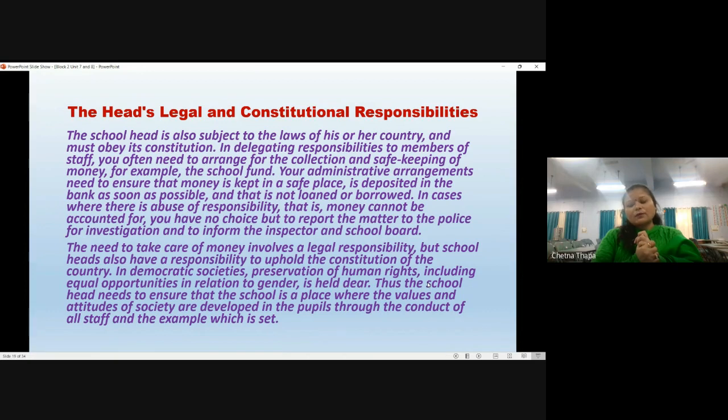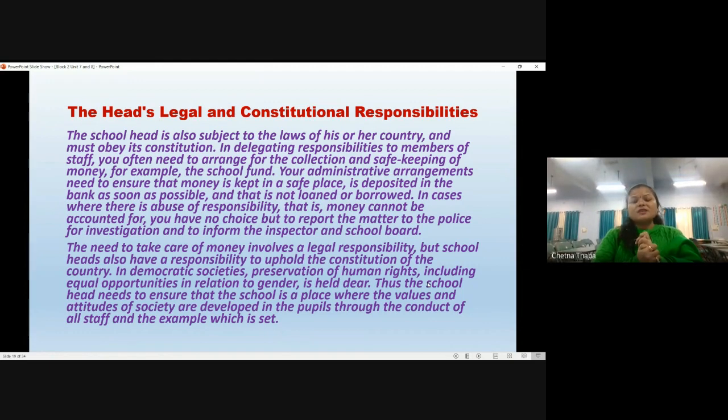You have to make sure that if you are entrusting some responsibility, there should be no discrimination on the basis of gender. There should be preservation of human rights when you are delegating roles and responsibilities among your staff members. So there should be no violation of human rights. You need to keep this in mind, because this is actually a constitutional responsibility also. It's not only legal, but a constitutional responsibility which the head teacher has to keep in mind.